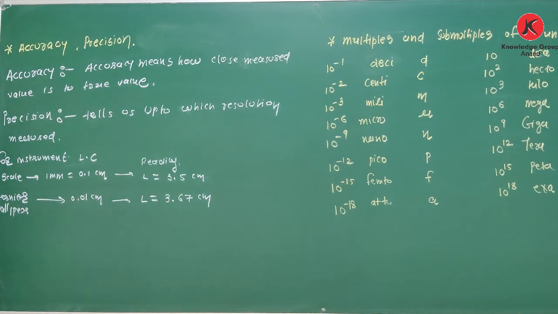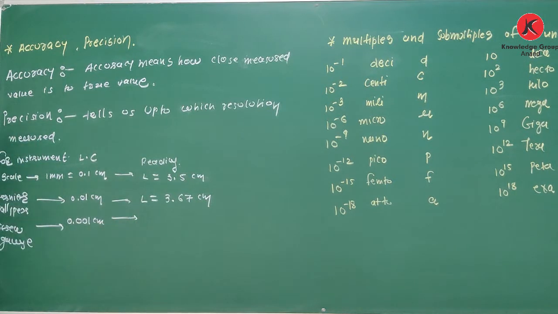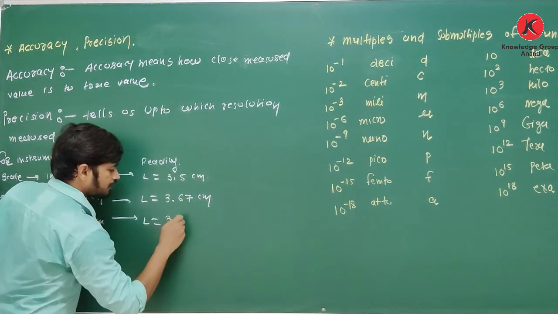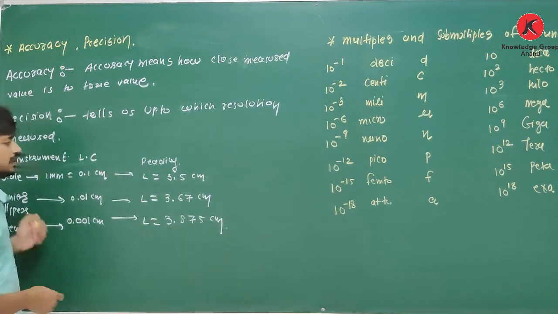Okay. And if I use a screw gauge, then its least count is 0.001 centimeter. Then if I am taking a reading with the help of a screw gauge, it may be like this. It is nearly 3.875 centimeter. Clear about this?